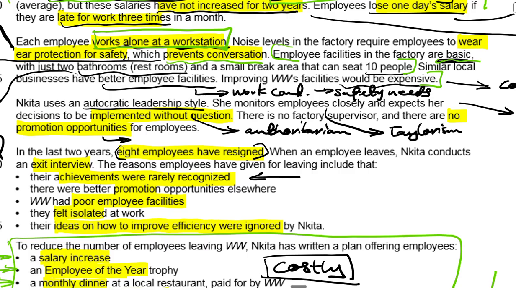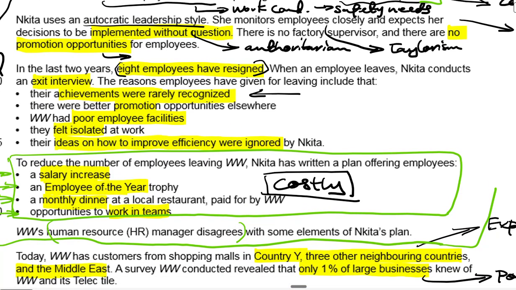And the reasons they have cited is achievements were rarely recognized. So our Employee of the Year trophy is definitely going to help, right? Okay. Then better promotion opportunities elsewhere. We haven't talked about promotion opportunities, so that is not addressed. Then they had poor employee facilities. We have not addressed that. Not addressed.